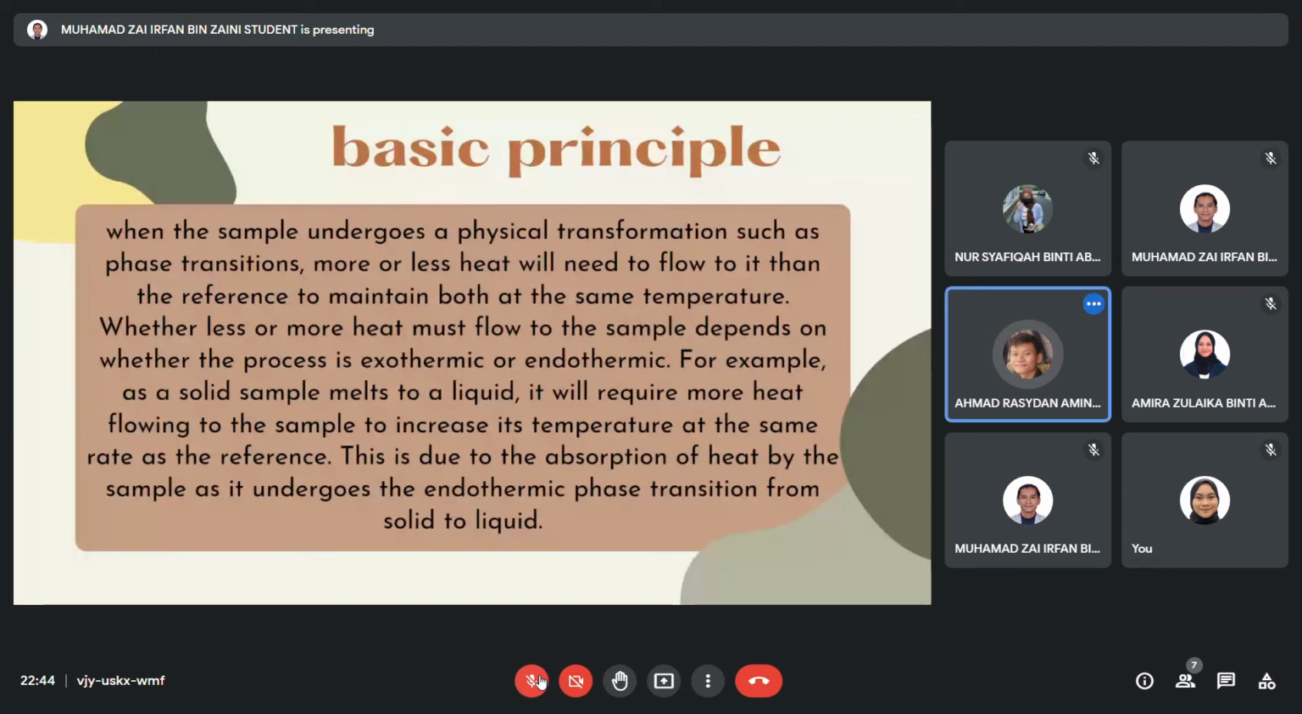The basic principle of differential scanning calorimetry: when the sample undergoes a physical transformation such as a phase transition, more or less heat will need to flow to it than the reference to maintain both at the same temperature. Whether less or more heat must flow to the sample depends on whether the process is exothermic or endothermic. For example, when a solid sample melts to a liquid, it will require more heat flowing to the sample to increase its temperature at the same rate as the reference. This is due to the absorption of heat by the sample as it undergoes the endothermic phase transition from solid to liquid.